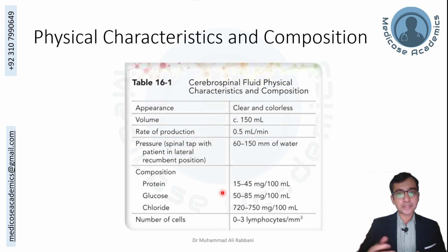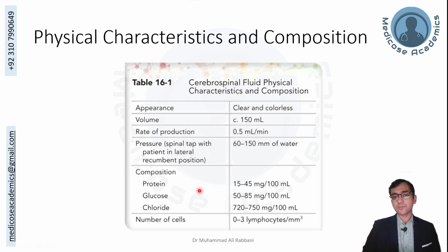Its appearance is clear, colorless, odorless, about 150 ml. Production is about 0.5 ml per minute. If you calculate it, it is roughly turned over about 5 times a day, so one fifth of a day it is completely produced and replaced. And the pressure, we talked about 60 to 150.